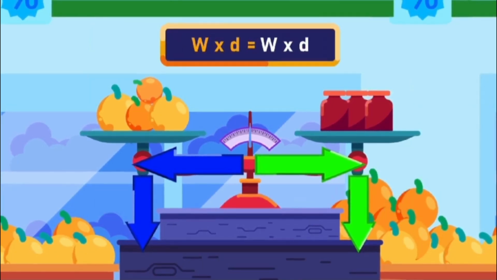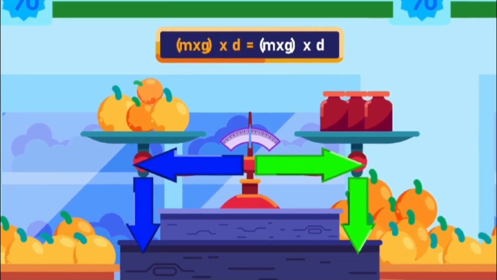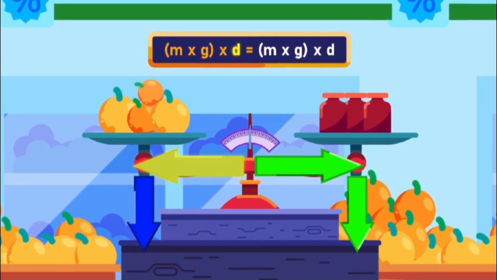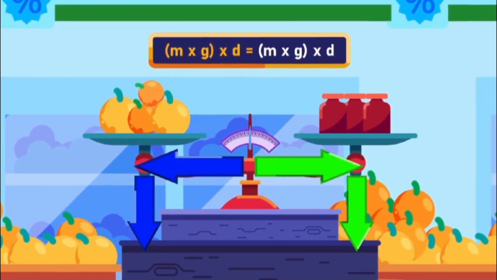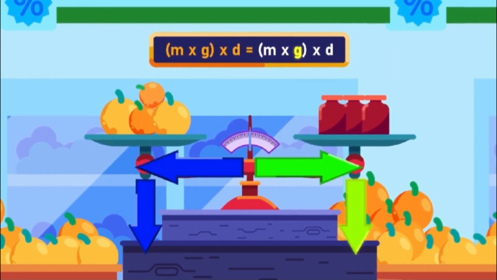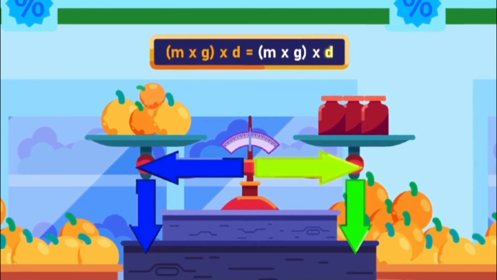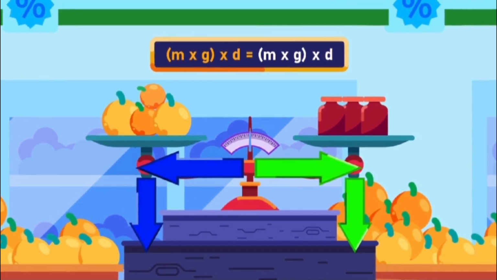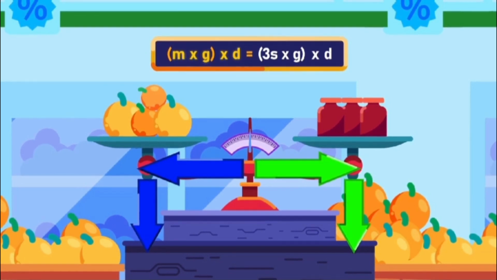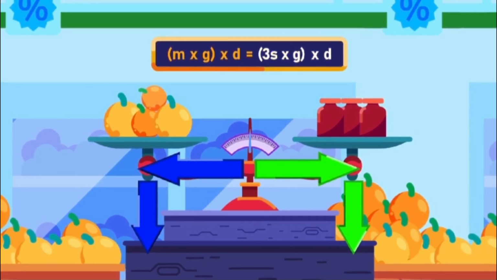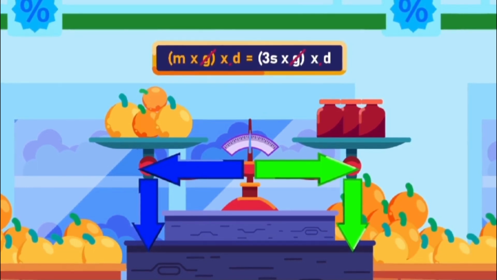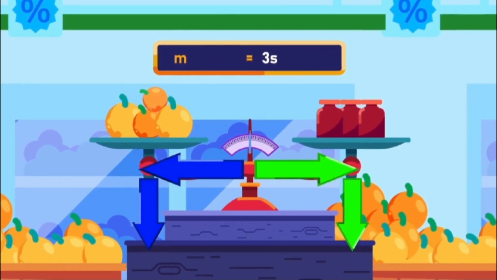So we can substitute the equivalent, and the torque formula becomes: mass of the oranges times acceleration of gravity times perpendicular distance from the oranges to pivot, m g d, equals mass of the calibration weights times acceleration of gravity times perpendicular distance from the calibration weights to pivot. Substitute the mass of calibration weights with 3s: m g d equals 3s g d. Thus, when the equal arm beam is balanced, the mass m of the oranges is equal to the total mass of 3 calibration weights.